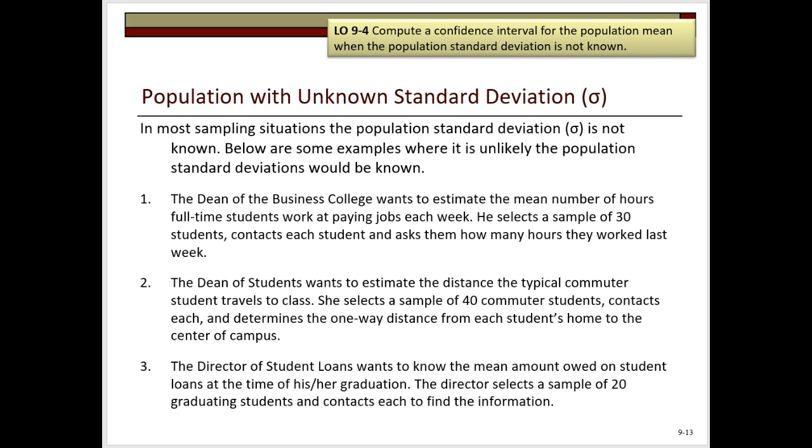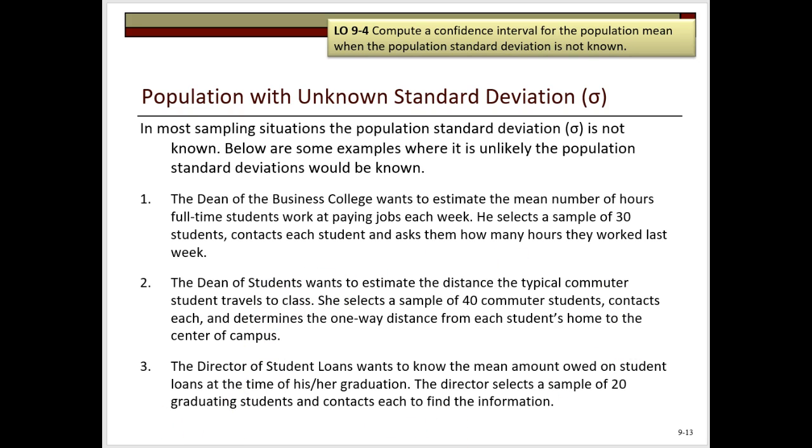The dean of the business college wants to estimate the mean number of hours full-time students work at paying jobs each week. He selects a sample of 30 students, contacts each student, and asks them how many hours they worked last week. Number 2 would be the dean of students wants to estimate the distance the typical commuter student travels to class, and she selects a sample of 40 commuter students, contacts each, and determines the one-way distance from each student's home to the center of campus.